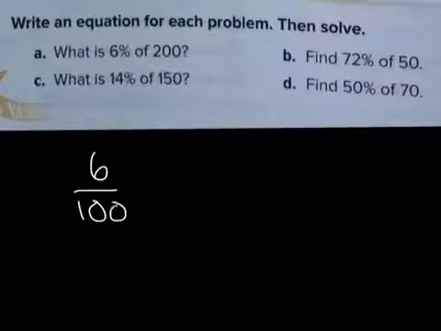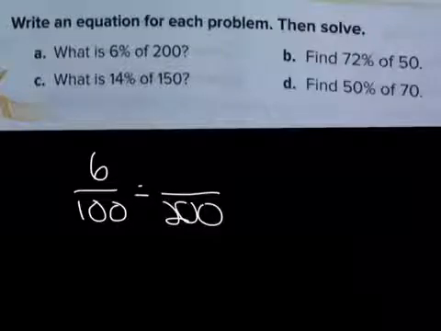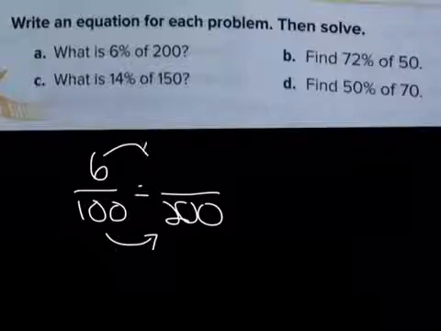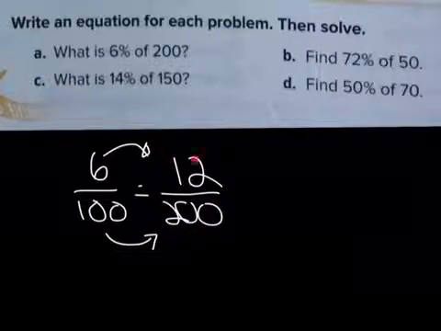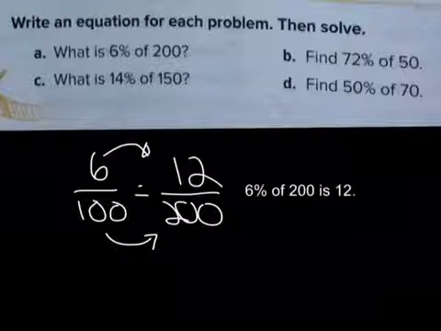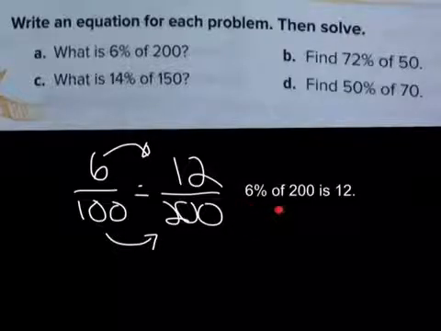6%, don't forget, of 200. What did you do to the bottom to make it 200? Do the same to the top. Well, clearly we doubled it, so it's going to be 12. Now, boys and girls, make note of this. This is not your answer. Your answer is simply this. So your answer should be 6% of 200 is 12.